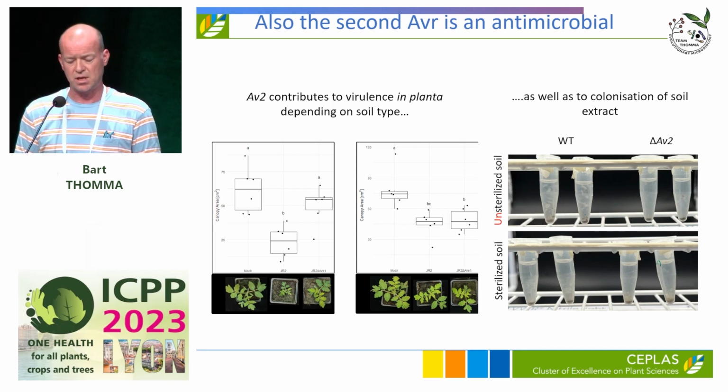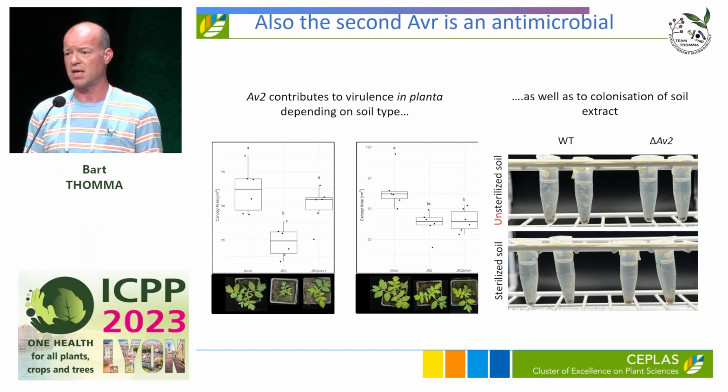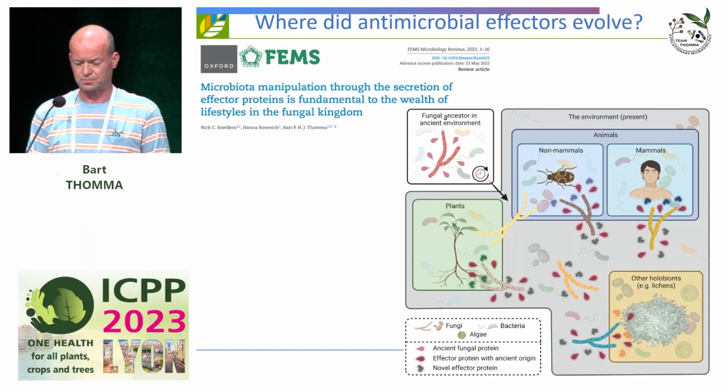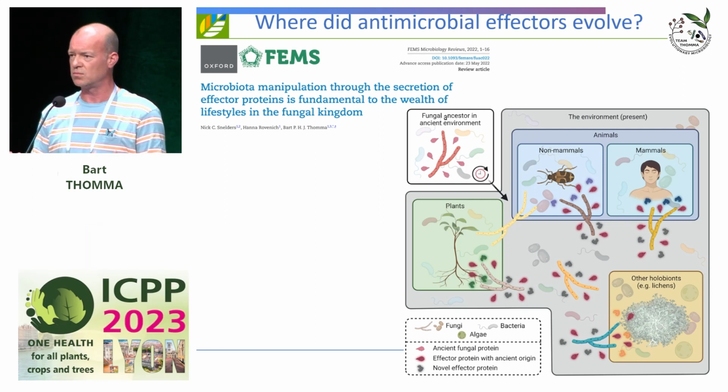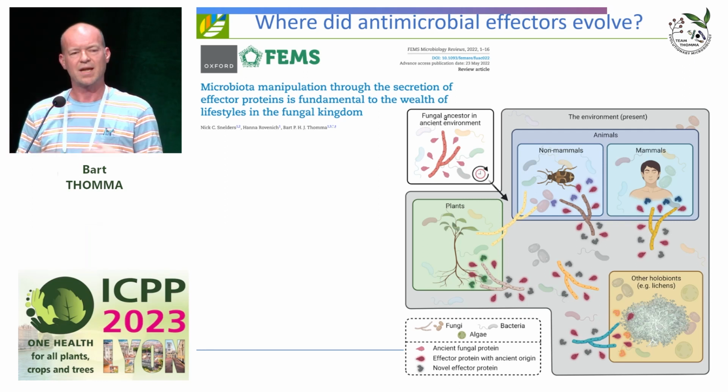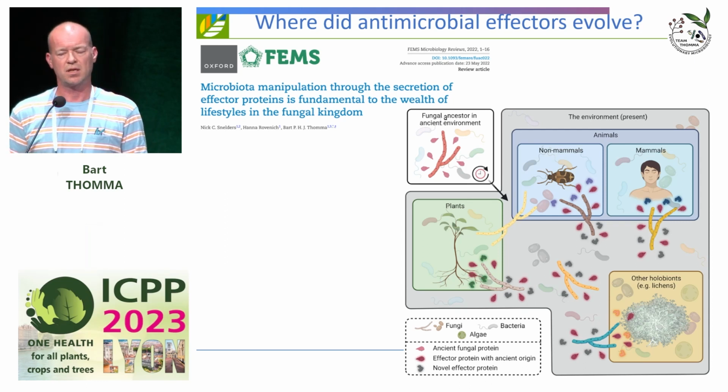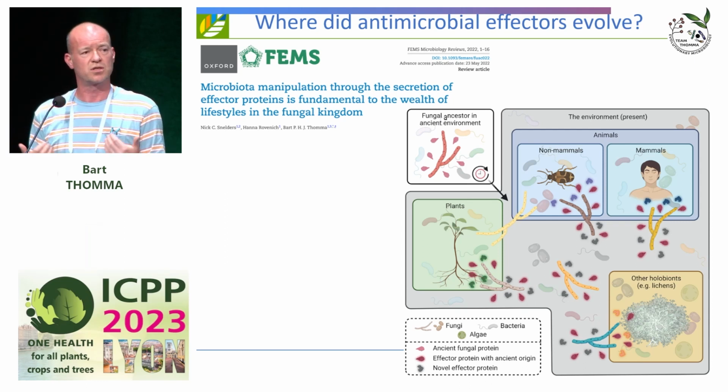And we clearly see that in extracts from unsterilized soil, where we have a full microbiota, the deletion of this AV2 gene makes Verticillium less able to colonize, whereas in sterilized soil this difference is not observed, clearly showing that it's the microbiota that is targeted by this AV2 effector protein. So I would almost say, without too much effort, we find many of these effector proteins encoded in the genome of Verticillium that display antimicrobial activity. And this, I honestly have to admit, also surprised us a lot.